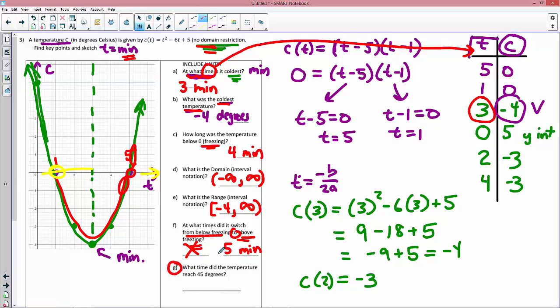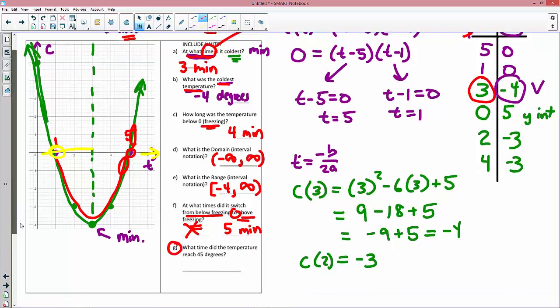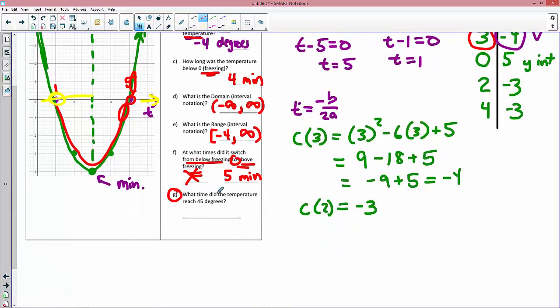Okay, the hardest problem in the whole thing, and this will be on the quiz, so please pay extra attention to this one. At what time did the temperature reach 45 degrees? Let's not make that same mistake we made before. They want to know what? T or C? At what time? T. They're looking for T. So this 45 degrees is C, so we're going to plug that in for c.